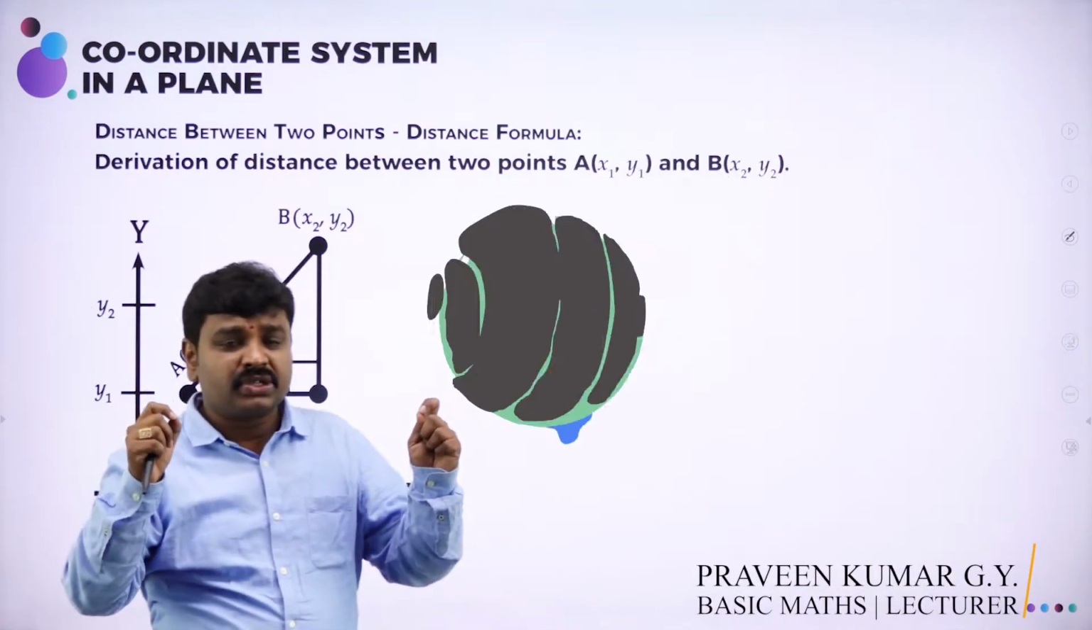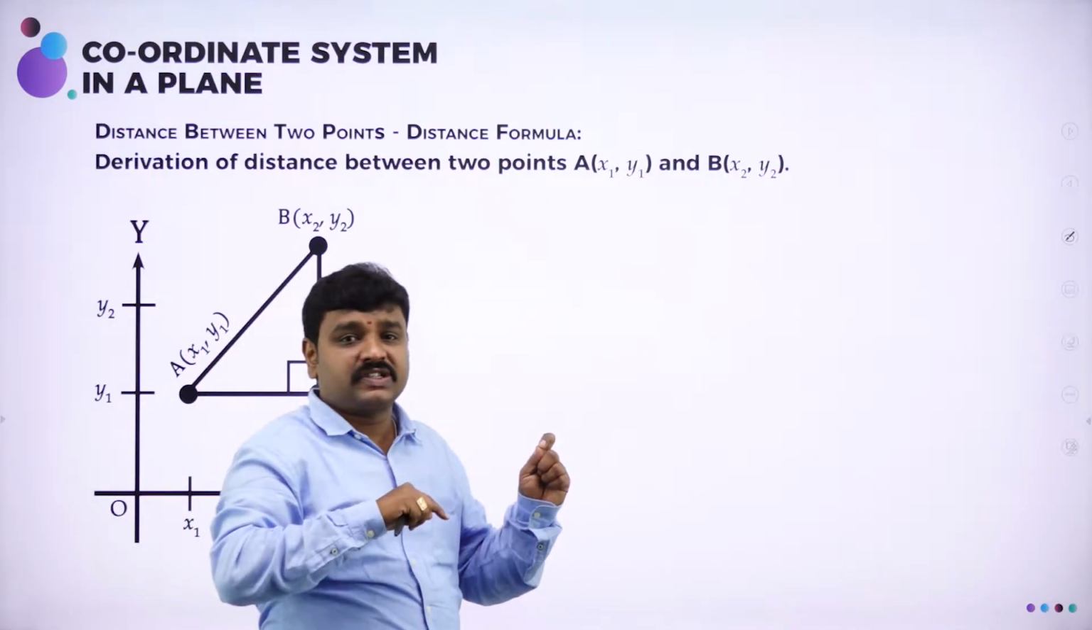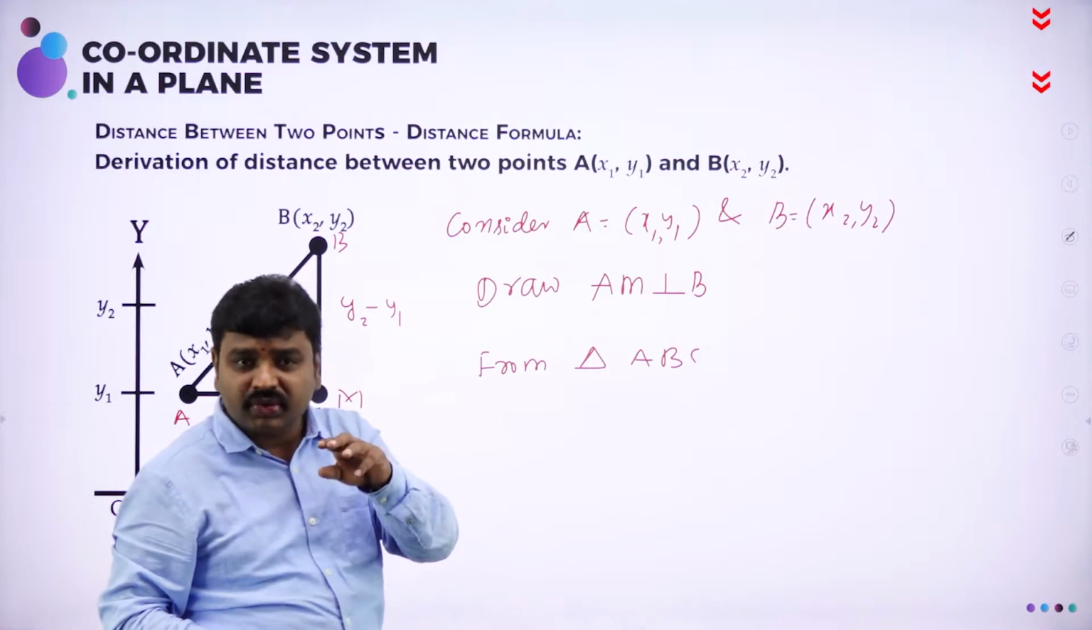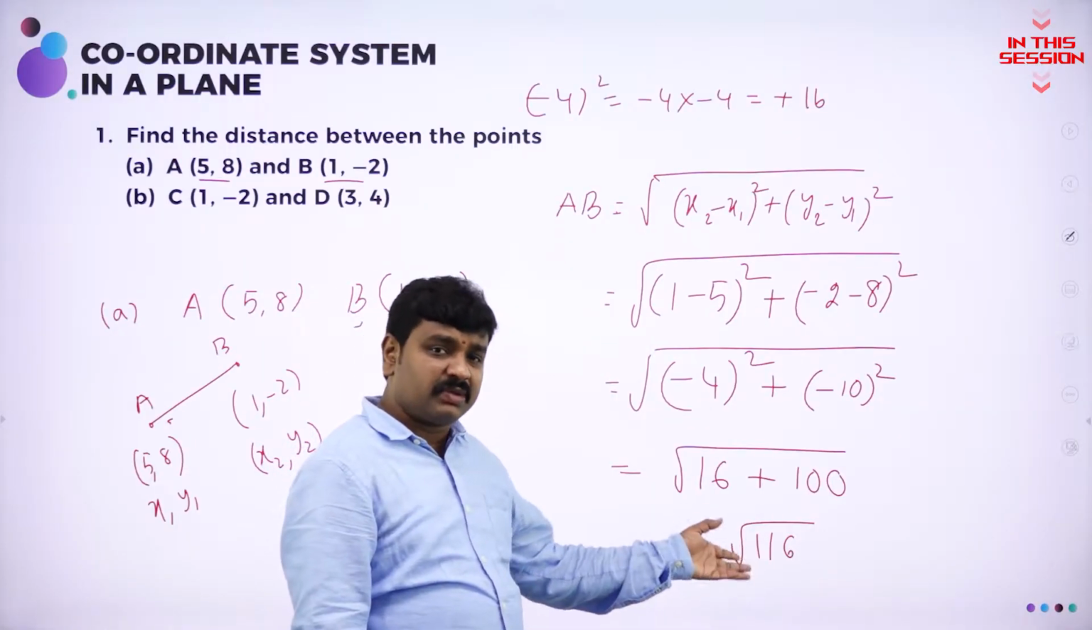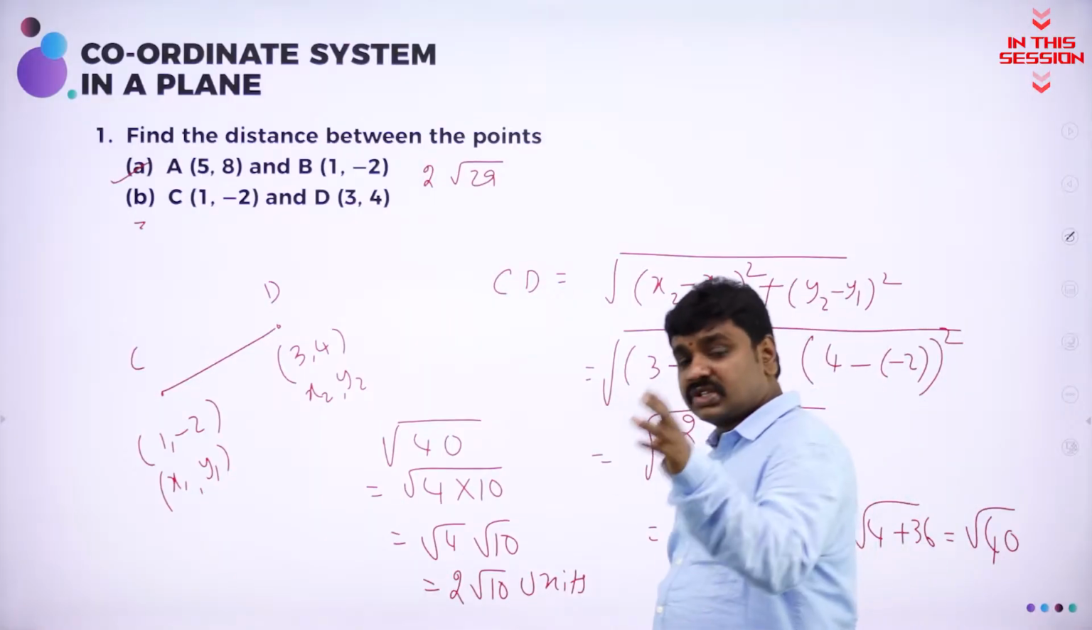If I give 2 points, you can find the distance between the points. What is Pythagoras theorem? Hypotenuse square is equal to side square plus side square. So check whether it's a multiple of 4. Is it divisible by 4? Root of x2 minus x1 the whole square plus.